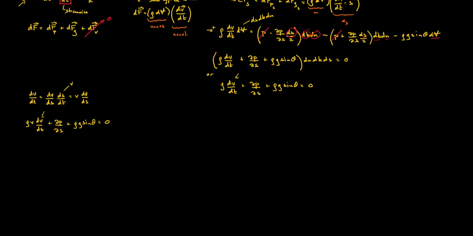First, we can write that v dv by ds can be expressed as 1/2 d by ds of v squared. You can check this for yourself: the derivative with respect to s of v squared will be 2v multiplied by the derivative of v with respect to s, which results in this left-hand side over here.